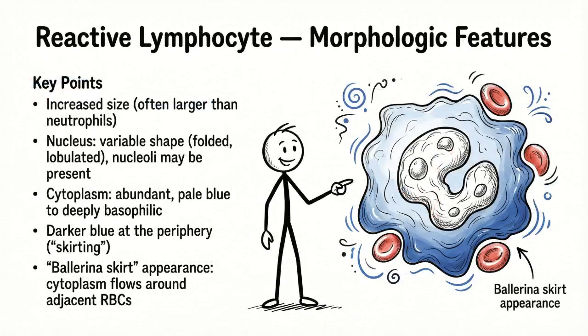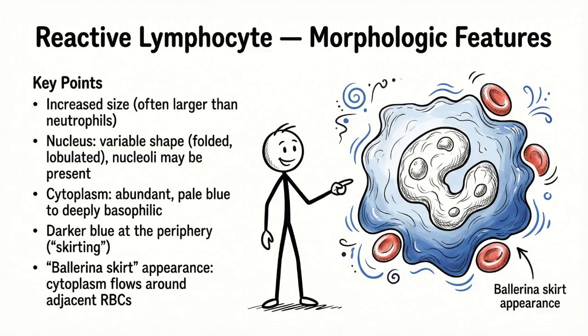Let's get down to the nitty-gritty of what makes a reactive lymphocyte stand out. These cells are typically much larger than your average small lymphocyte, often ranging from 10 to 30 micrometers. Their nucleus can be irregular, sometimes kidney-shaped or even indented, and you might even spot a nucleolus or two. The chromatin can vary, sometimes appearing a bit coarser or more dispersed than a resting lymphocyte. But the cytoplasm is often the star of the show.